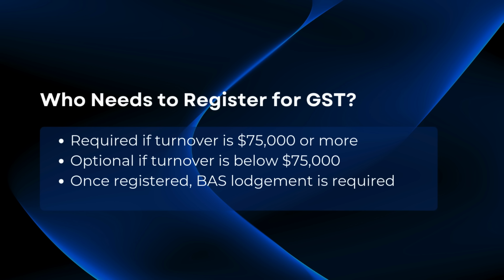A business must register for GST if its turnover is $75,000 or more in any 12-month period. Turnover refers to gross income, not profit. If your turnover is below this threshold, registering for GST is optional. Once registered, the business must charge GST where applicable and lodge business activity statements, also known as BAS, with the ATO.